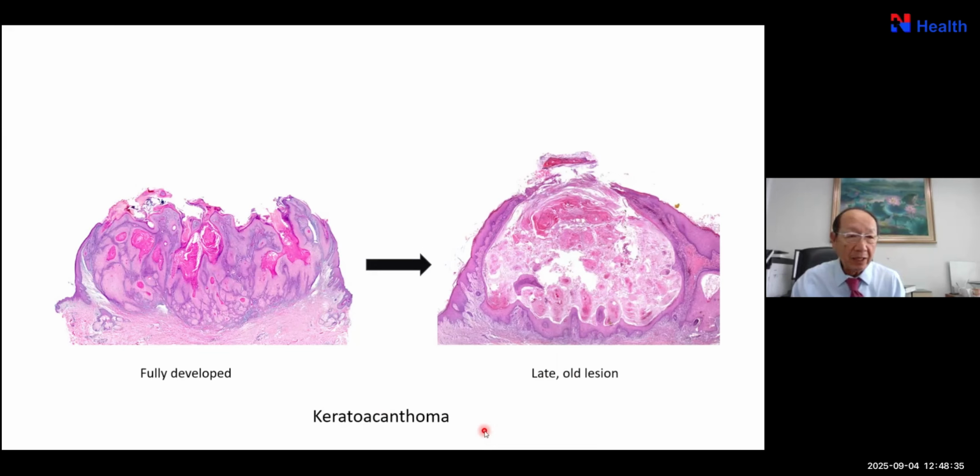Early keratoacanthoma, fully developed, and the late lesion look different. Some dermatologists who have been in the field for quite some time, when they diagnose keratoacanthoma in a patient, sometimes ask the patient to wait. They can wait a few more months, and the mass becomes smaller. Later, once they mature, they can drop off, leaving only a thin scar. But some just excise them all.